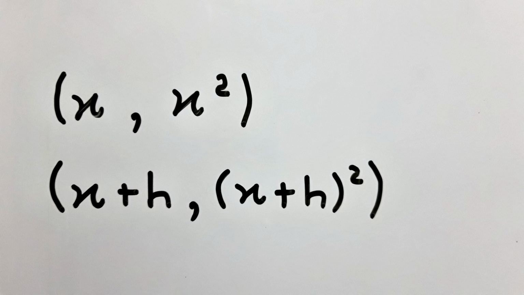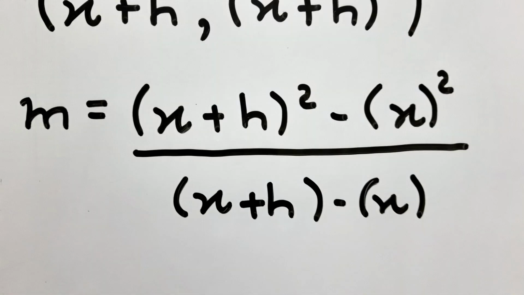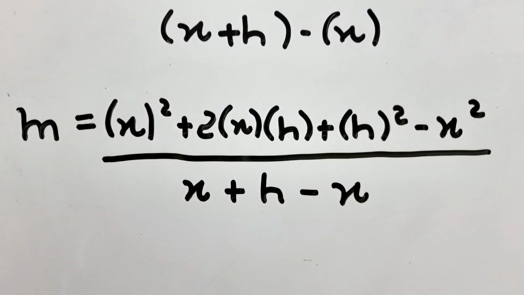From this we can see x is x1, x square is y1, x plus h is x2 and x plus h whole square is y2. After putting them into the gradient formula, we get x plus h whole square minus x square over x plus h minus x. Let's expand each of the brackets first.